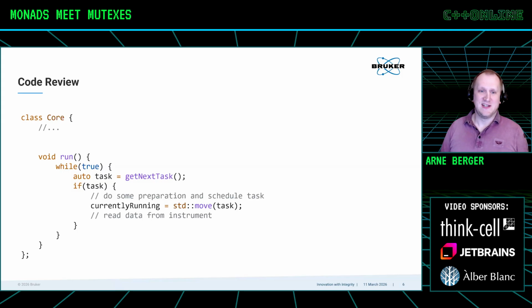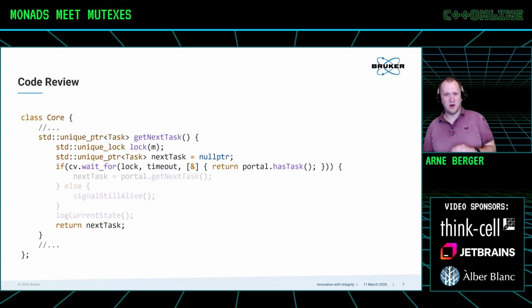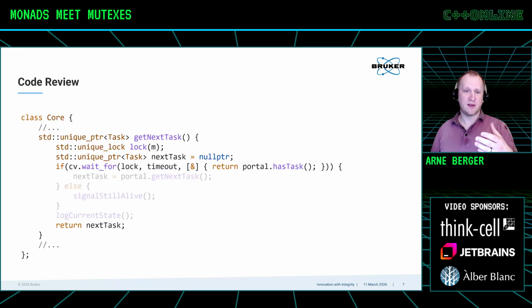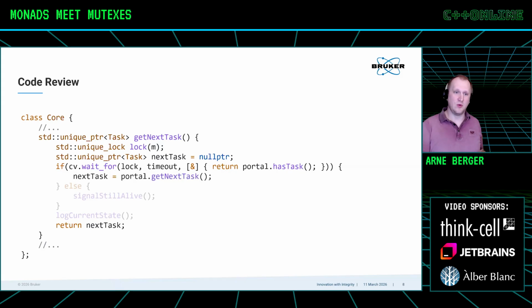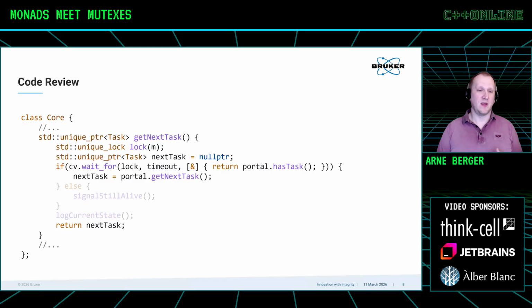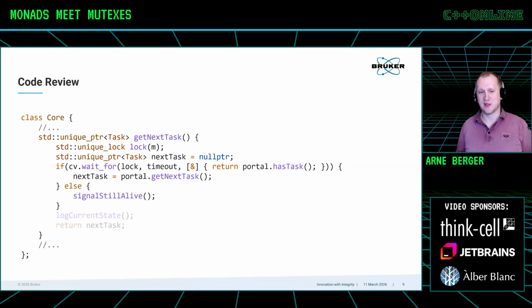Let's also look at the get next task function, because there we see our mutex and our condition variable again, where we lock the mutex at the beginning, and then we wait for the condition variable until our task portal has the next task, or it times out. But if it has the next task, we get it into a buffer here. And if we time out, we signal that we are still alive.